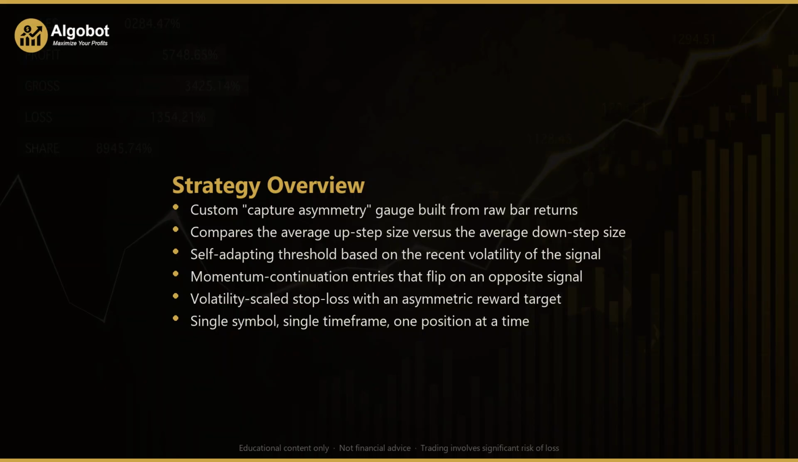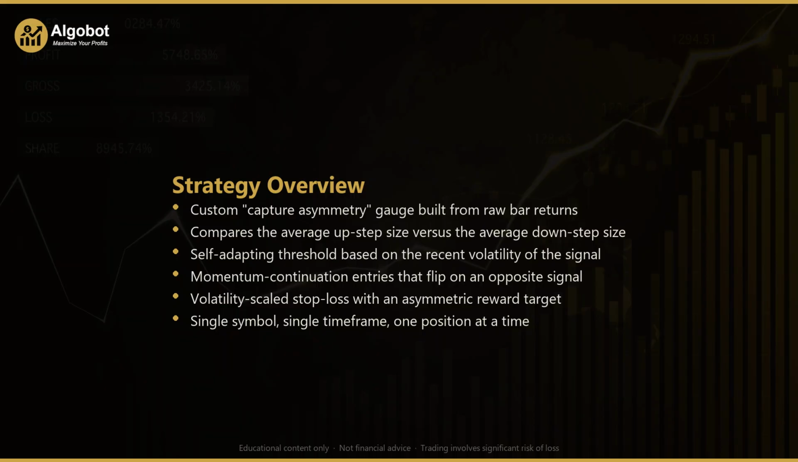That difference is packaged into a single number called capture asymmetry, which lives in the panel below the chart and ranges from -1 to +1. The indicator driving the whole system, then, is this custom capture asymmetry gauge. It is not a moving average, not a standard oscillator, and not a chart pattern. It is calculated purely from the stream of bar-to-bar returns. On top of that sits a self-adapting threshold that responds to how noisy the signal has recently been.